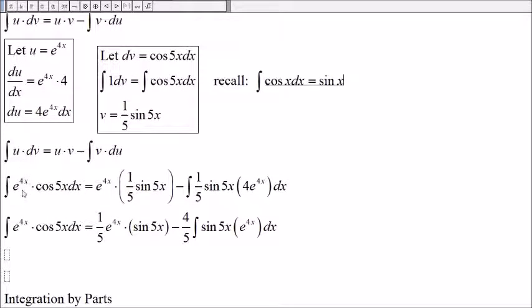And so the integral of e to the 4x cosine 5x is equal to u times v minus v times du. So this is v, and then this is du. One-fifth times 4 is 4/5.